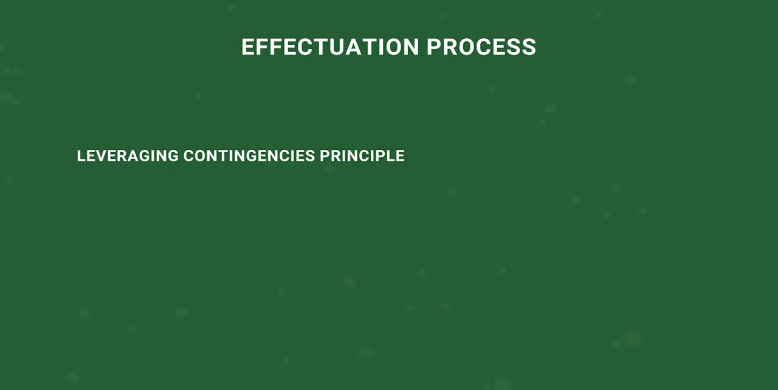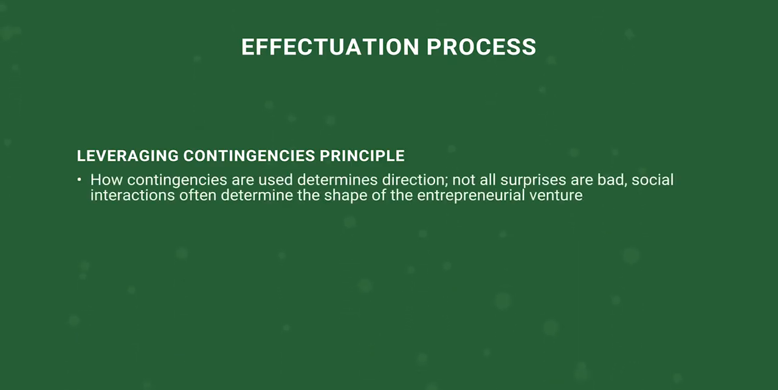The third principle is called the principle of leveraging contingencies. This principle says that in entrepreneurship, there are a lot of surprises. Things often don't go as planned, but not all surprises are bad. In fact, social interactions often determine the shape of the entrepreneurial venture, as we've said. So it's not about avoiding surprises. It's about using those surprises to help determine what strategic direction you're going to want to go in.